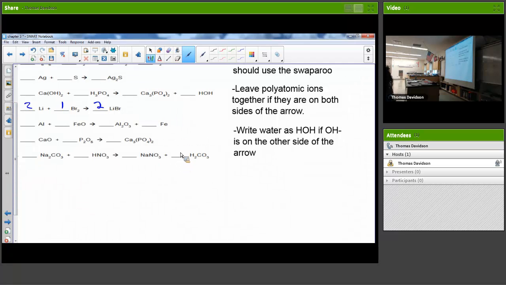So there's the first one, if you want to check. And the second one's up, if you want to check.